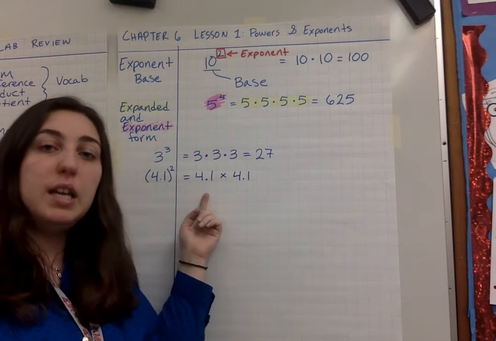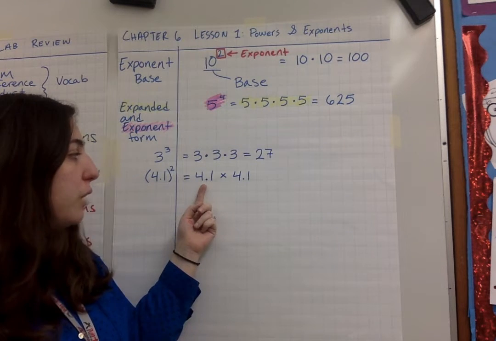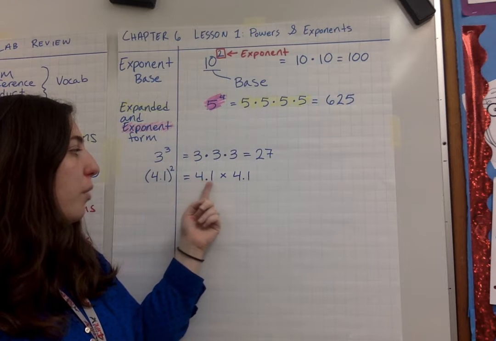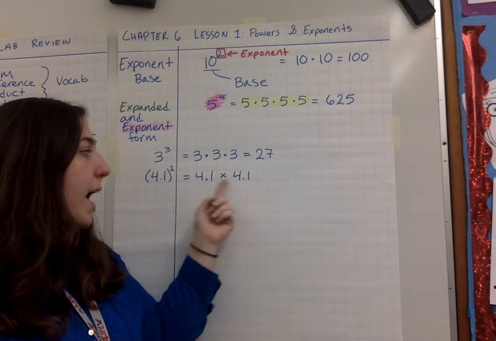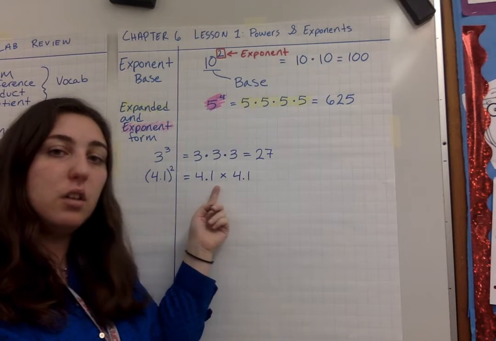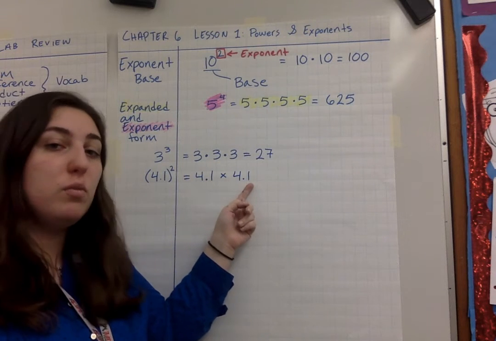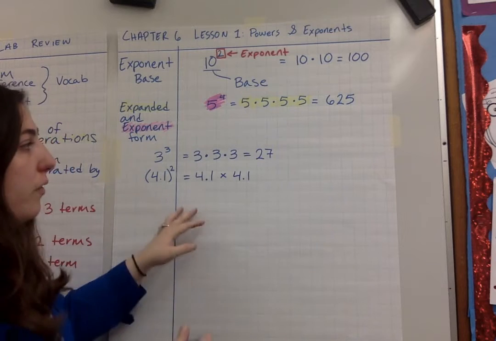And please don't try to do this in your head, because a lot of students will try doing it in their head, and they'll multiply 4.1 times 4.1, and they'll think that they need to either add these ones and they'll get 16.2, or they'll think 1 times 1 is 1 and they'll say 16.1. But that's not true. So look over here.